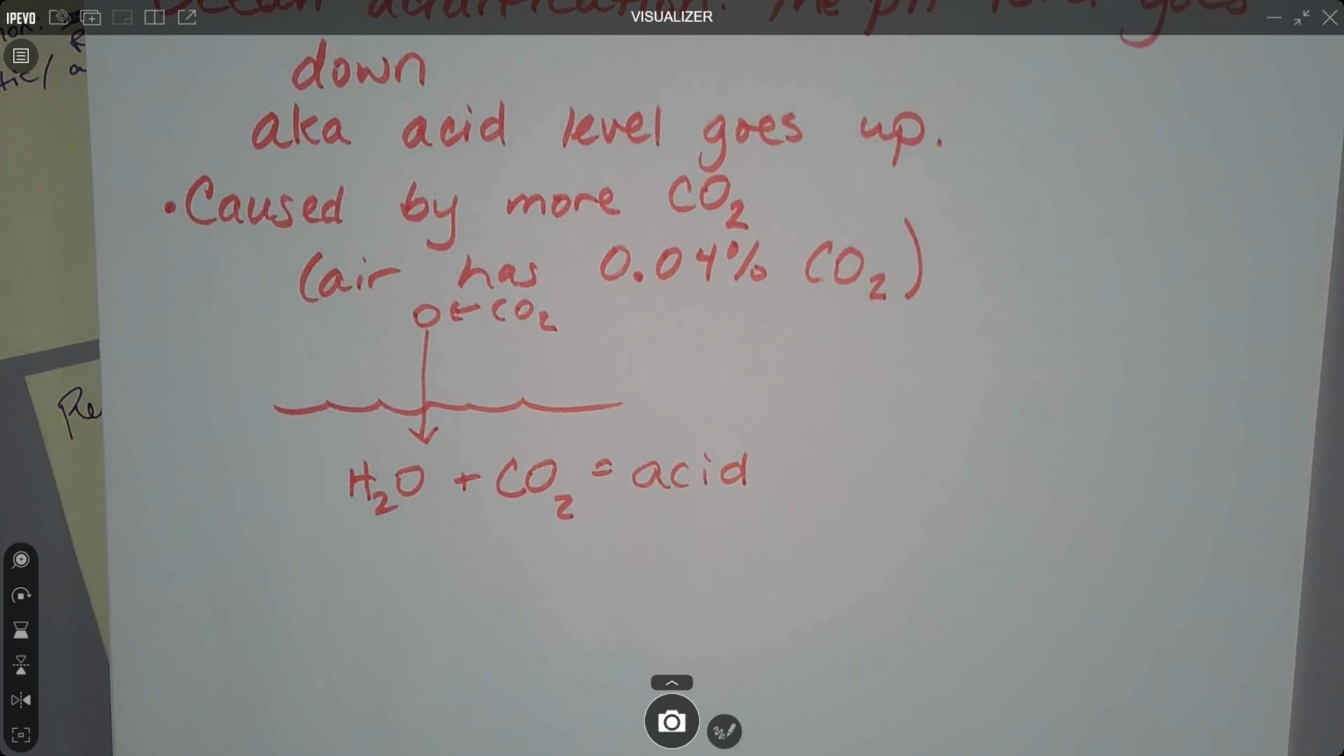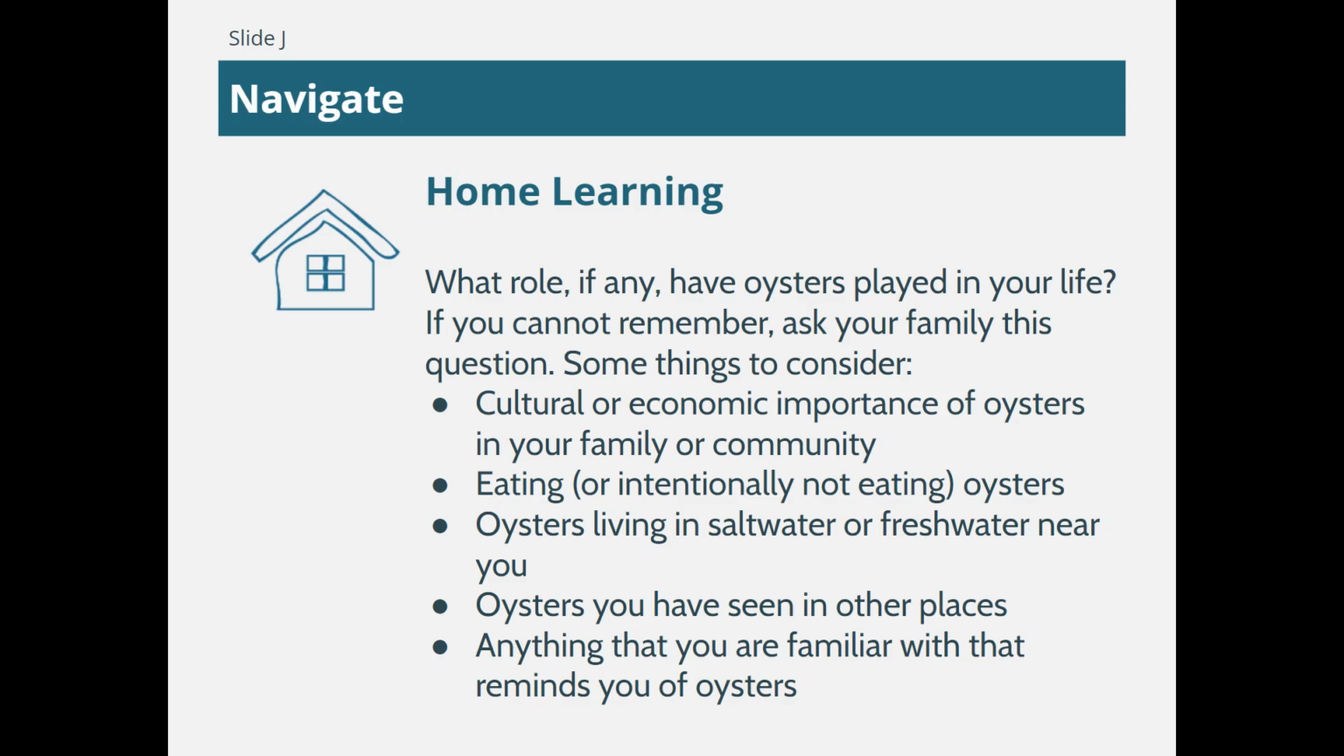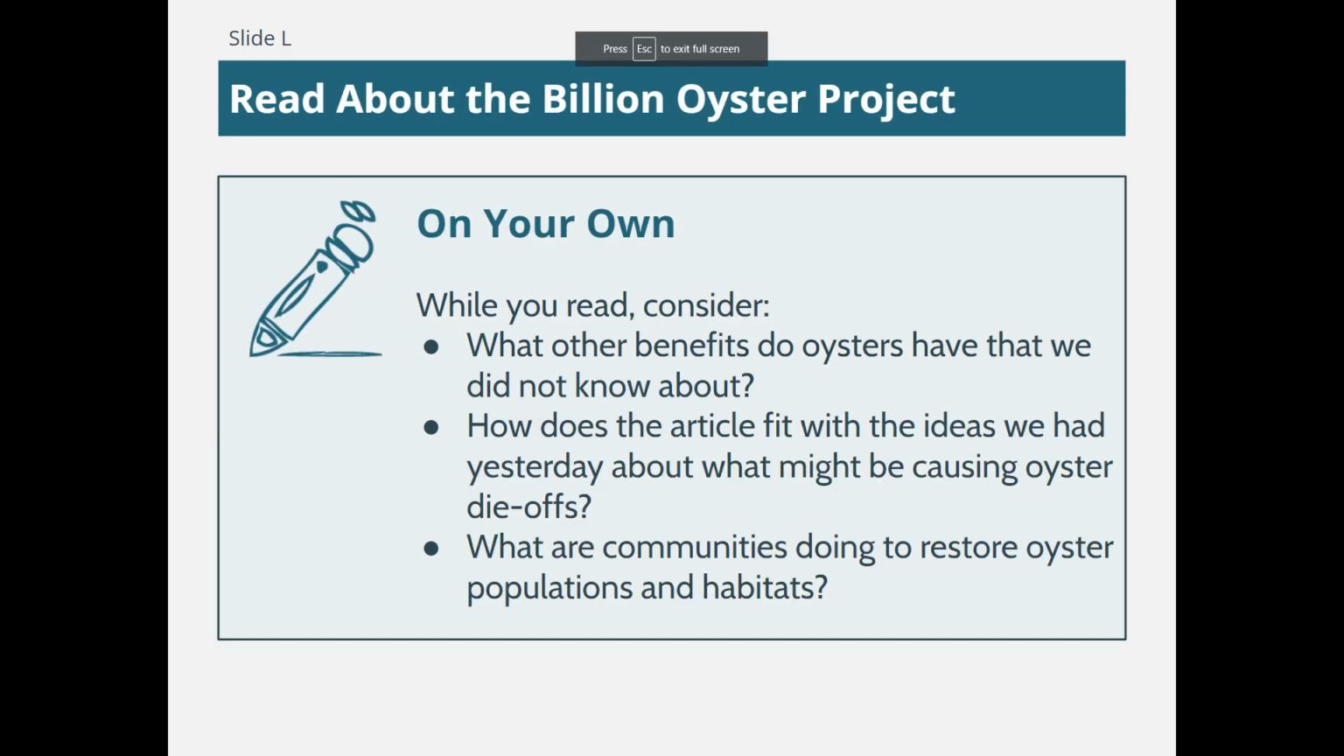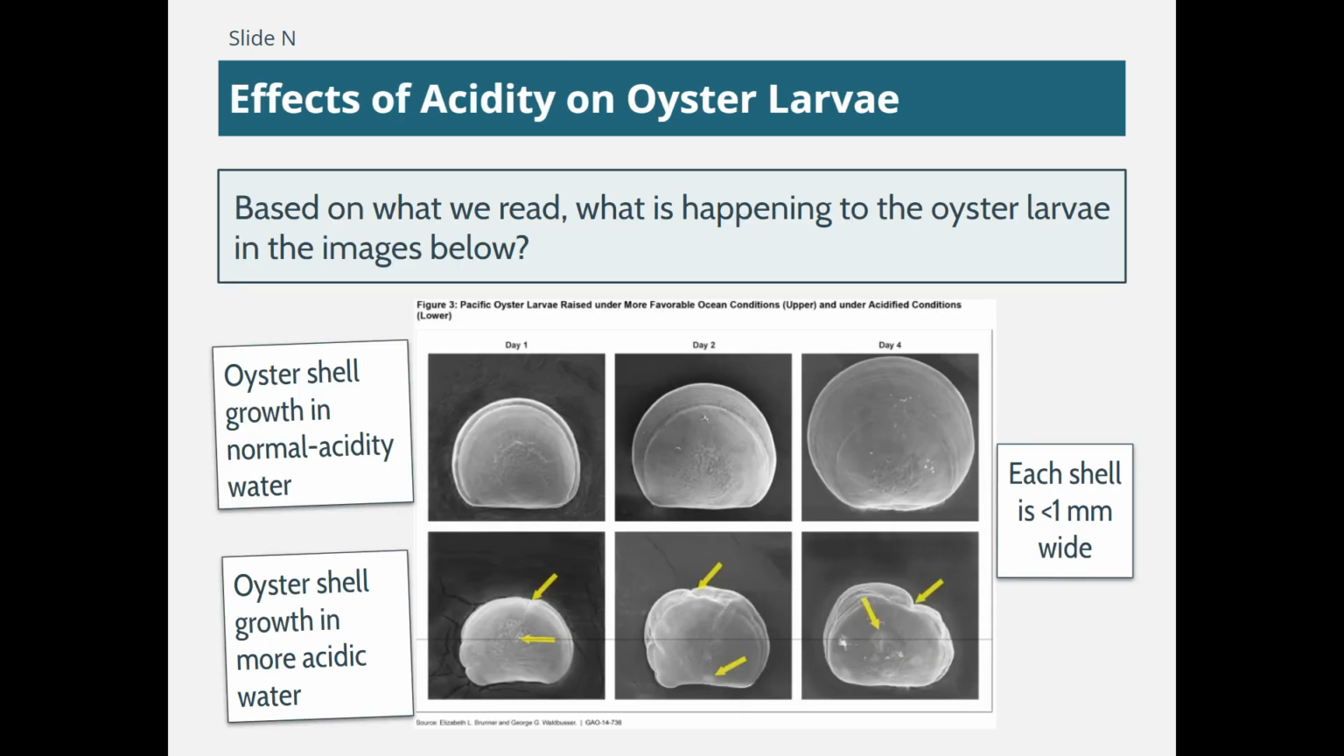All right. So next thing here. We talked about that already. I want to show you some pictures here. Check this out. This is Pacific oyster larvae, baby oysters, raised under more favorable ocean conditions in the top and under acidified conditions in the bottom. So this is day 1. This is when they're first born. This is day 2, and then this is day 4.